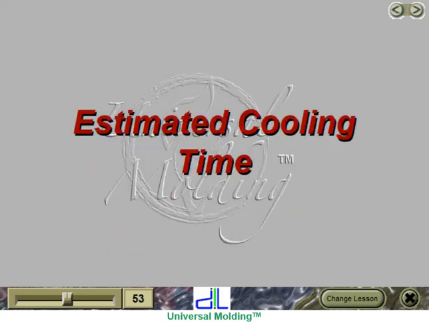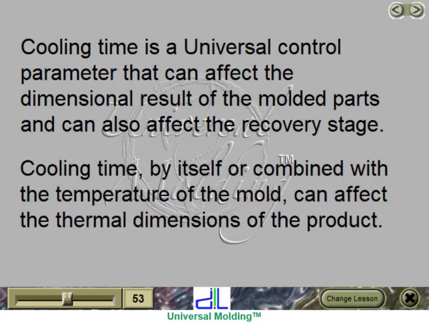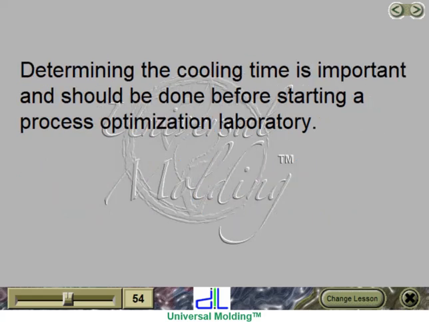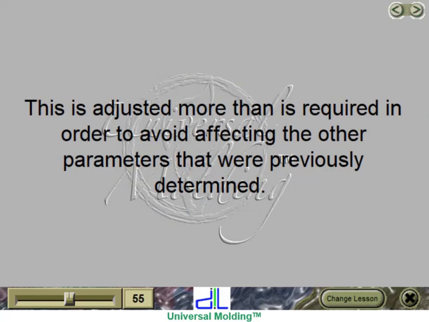Estimated cooling time. Cooling time is a universal control parameter that can affect the dimensional result of the molded parts and can also affect the recovery stage. Cooling time, by itself or combined with the temperature of the mold, can affect the thermal dimensions of the product. Determining the cooling time is important and should be done before starting a process optimization laboratory. Cooling time is initially adjusted with an excessive value and is then optimized with a molding laboratory. This is adjusted more than is required in order to avoid affecting the other parameters that were previously determined.